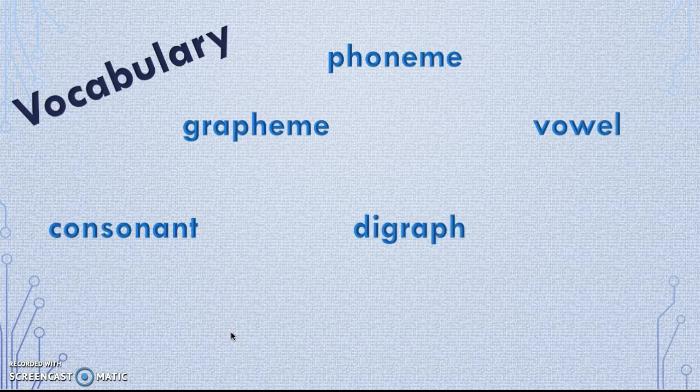Digraphs are two letters that go together to make one sound or phoneme. For example, S and H making the sh sound, or E and A making the E sound. Trigraphs are three letters that go together to make one sound or phoneme. For example, IGH making the I sound. Word families are groups of words that have a feature in common. For example, cat, hat, mat, sat, they all have at in them.